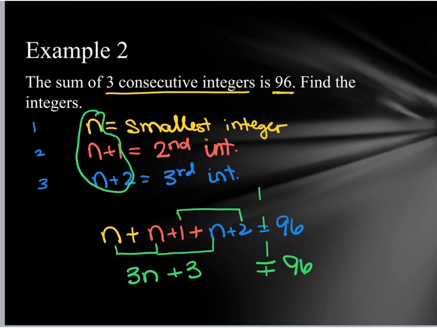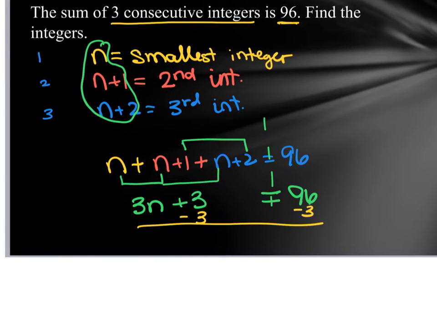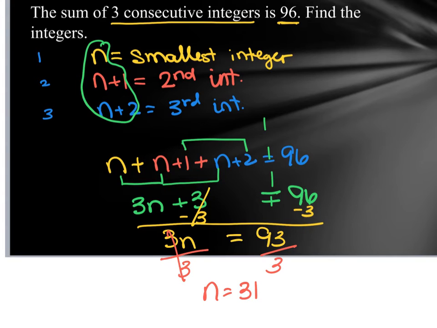So now I've got a 2-step equation and I can go ahead and solve. I'm going to subtract 3 from both sides. When I do this, I end up with 3n, these are going to cancel, equals 93. And if I go ahead and divide both sides by 3, I end up with n equals 31. So I'm not done yet though.